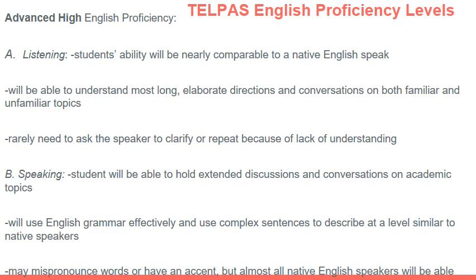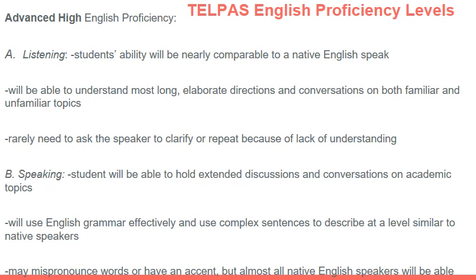Now, an English language learner with advanced high English proficiency has abilities that are nearly comparable to a native English speaker. Let's break it down first with listening. A student who has advanced high will be able to listen and understand long lessons and also more elaborate directions and conversations. And the conversations or directions or instruction can be in both familiar subjects and unfamiliar subjects or academic topics. They'll rarely or never really need to ask the speaker to clarify or repeat because of a lack of understanding.